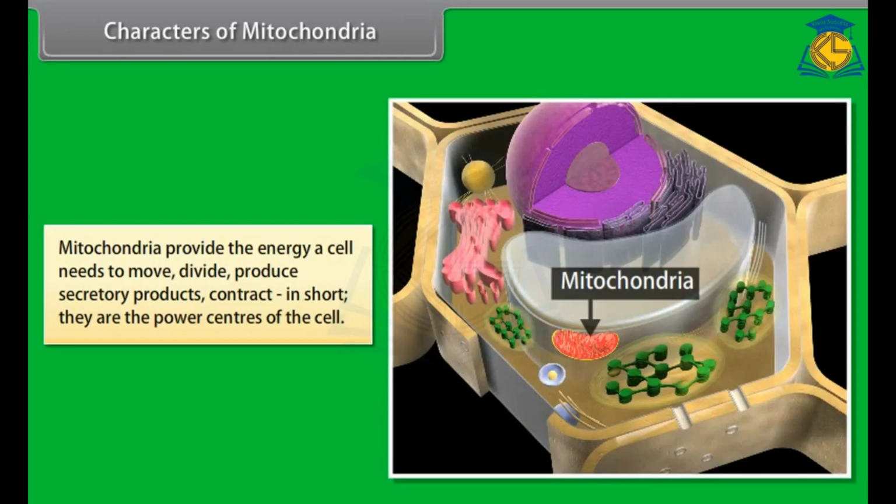Mitochondria provide the energy a cell needs to move, divide, produce secretory products, and contract. In short, they are the power centers of the cell.